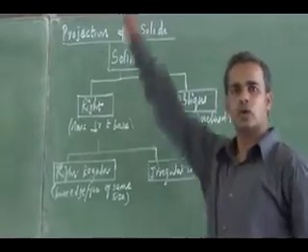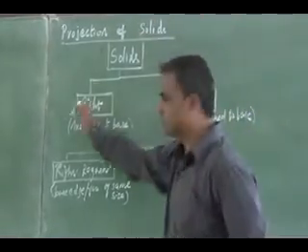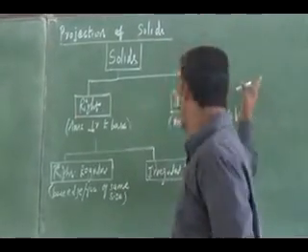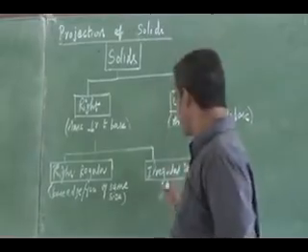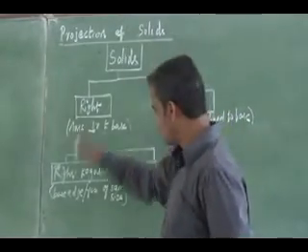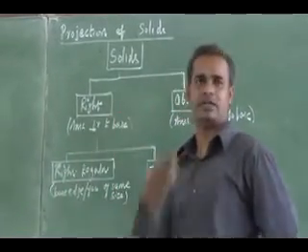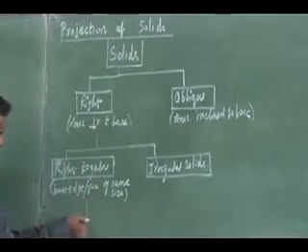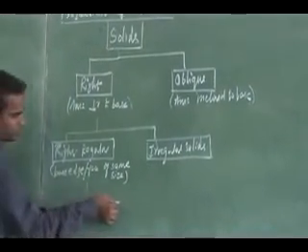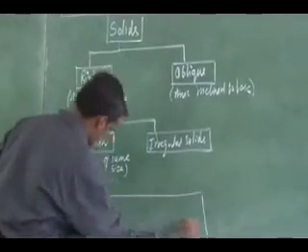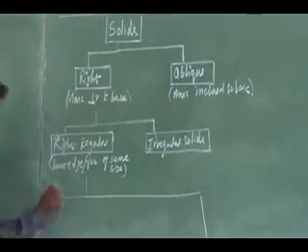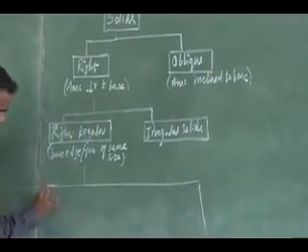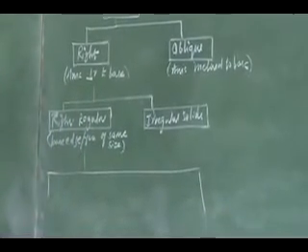So what we are going to see is the right solids. We are not going to see oblique solids, and we are not going to see irregular solids. We are going for right regular solids. Again, I can classify right regular solids into two major categories.